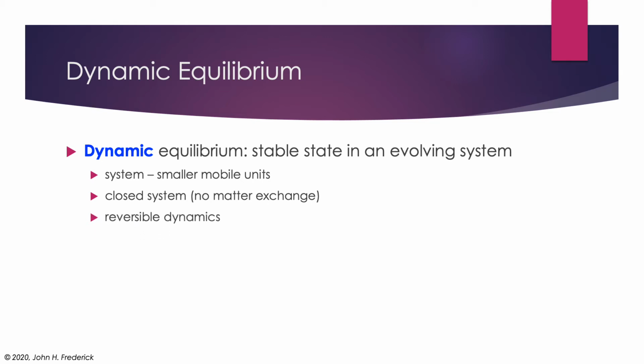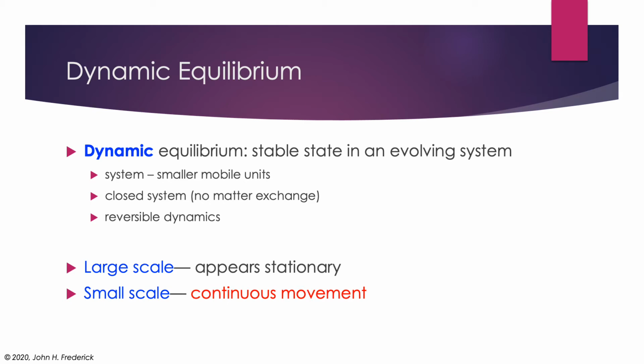And it needs to have reversible dynamics. Typically, we're going to be looking at systems where there are one of two or more possible states that the matter can be in, and it's constantly exchanging itself between these different states. Now, the key with dynamic equilibrium is that on a large scale, it appears to be quite stationary. If you're far enough away, you can't tell that anything is changing in it. But if you were to zoom in and look at it on a very small scale, you would see continuous movement.